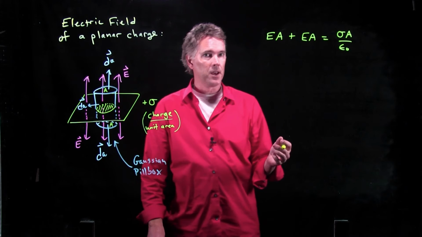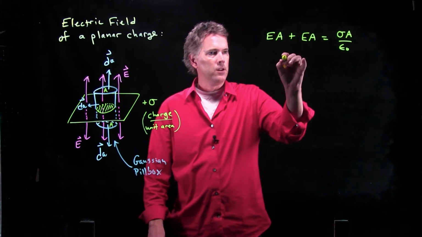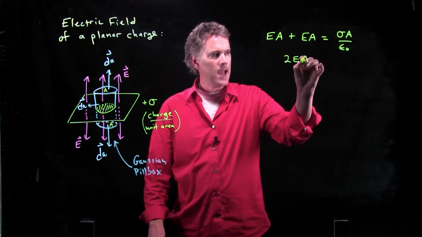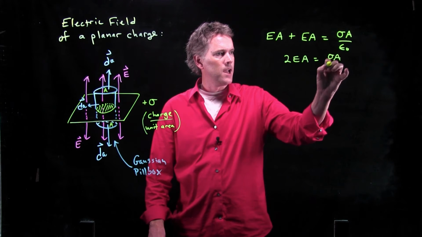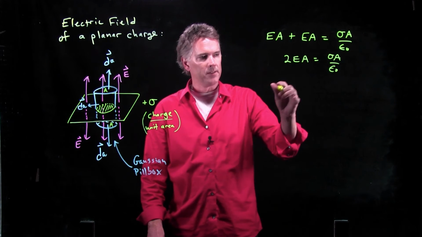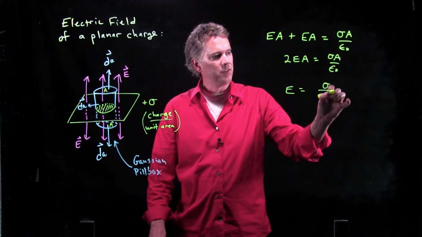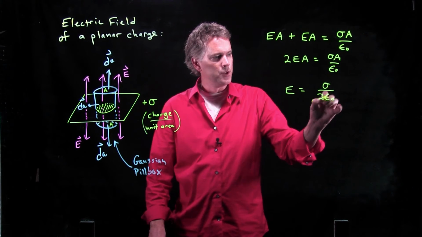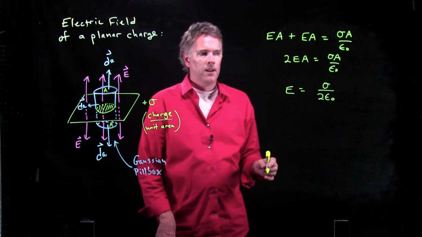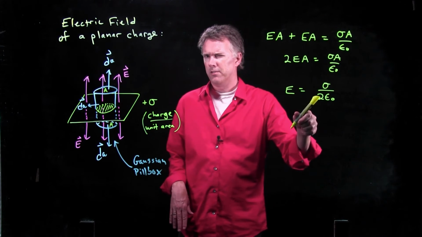And now you see what's going to happen, right? We've got two of these. 2EA equals sigma A over epsilon naught. We cross out the A, we divide by 2, and we get E is equal to sigma over 2 epsilon naught. Now, this is very interesting, right?